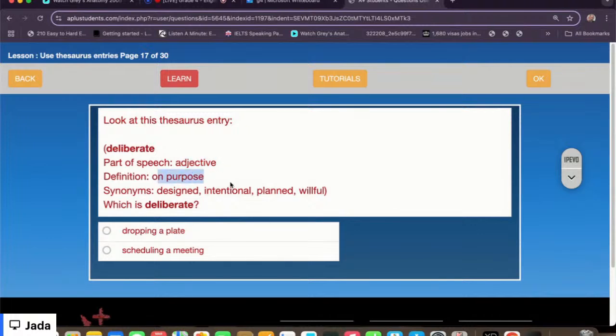Deliberate, we have adjective, on purpose, design, intentional, planned, or willful. Which is deliberate? Dropping a plate or scheduling a meeting? So scheduling a meeting will be deliberate.